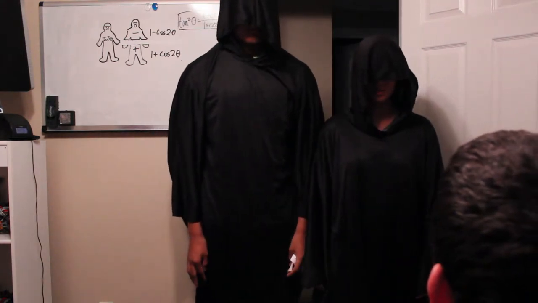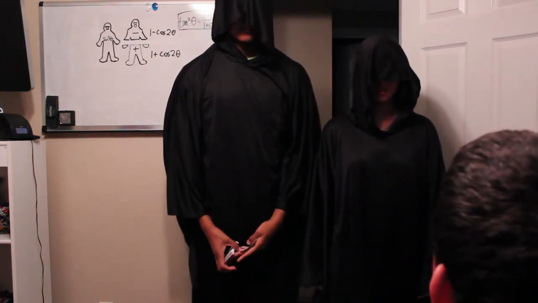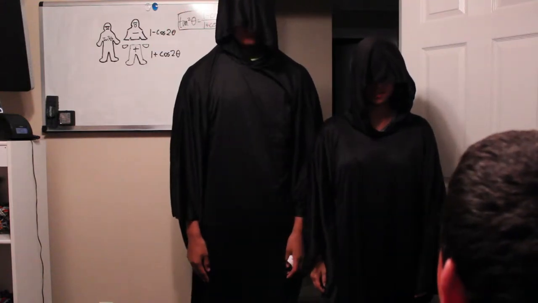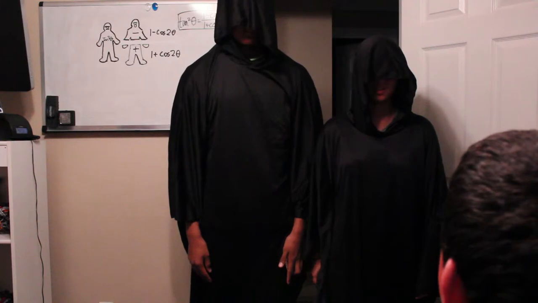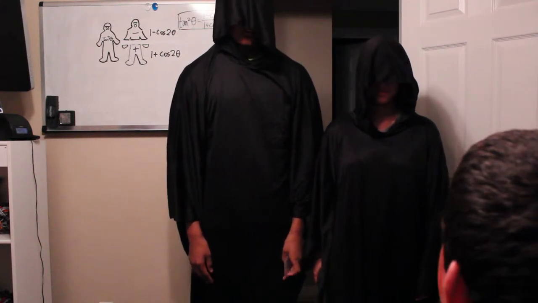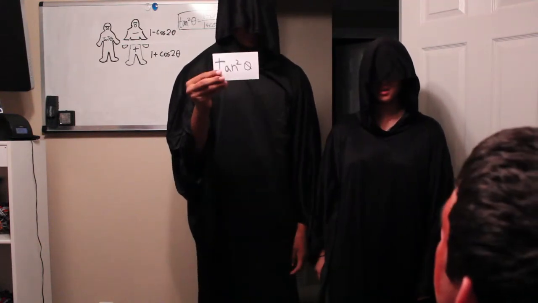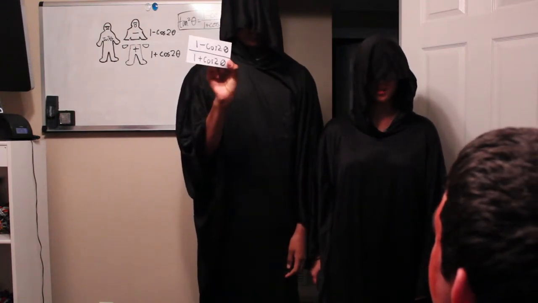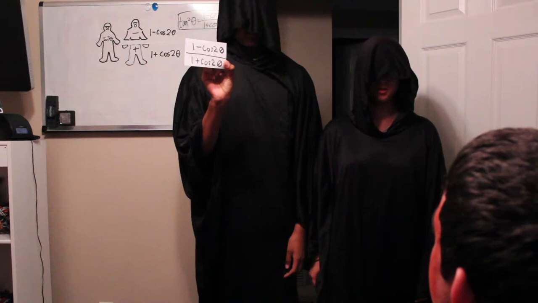Okay. Now we will try this new method on you. Flashcards! Use flashcards to remember all your identities. Here, all you have to remember is this one. Tan squared theta equals 1 minus cosine 2 theta over 1 plus cosine 2 theta.